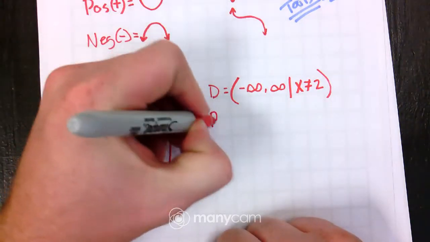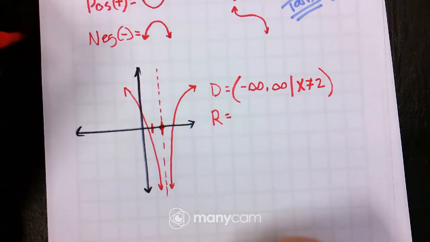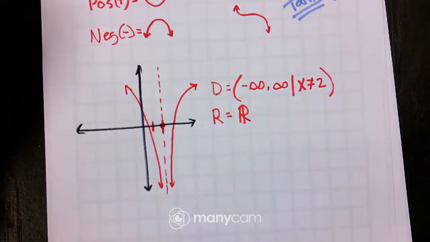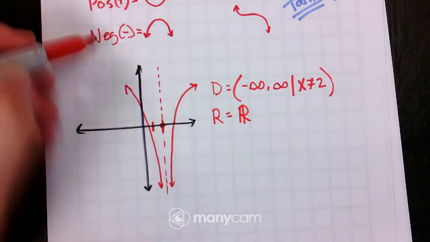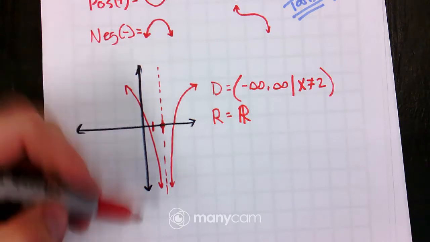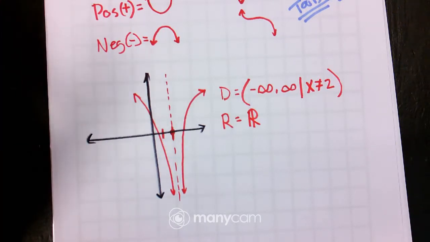My range is what? Yep, all real numbers, that double R, because it goes forever up and forever down, right? See that? There's no space where it can't be up and down for my range. Okay? So that's the easy part that you should already know how to do if you look at a picture.